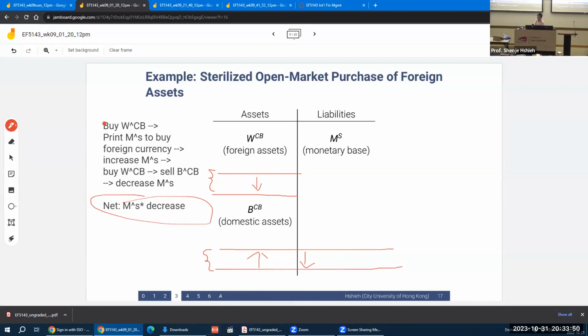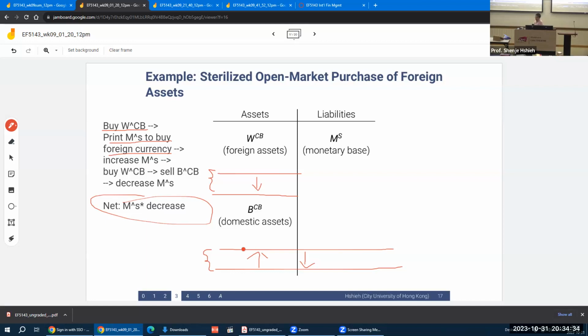So the steps: I want to buy foreign assets. I can print some currency and use it to buy foreign currency. That means I'm increasing the monetary base, right? Once I purchase the foreign asset, I have to sterilize it to undo this increase in money supply. So once I buy it, I'm going to sell domestic currency, which means I'm removing domestic currency from the system.